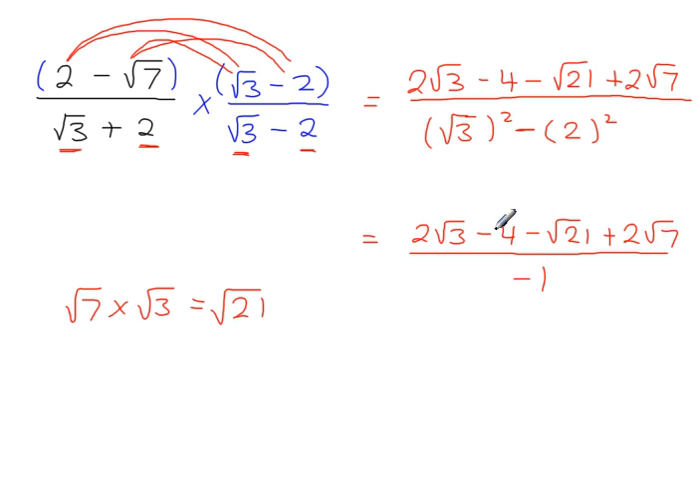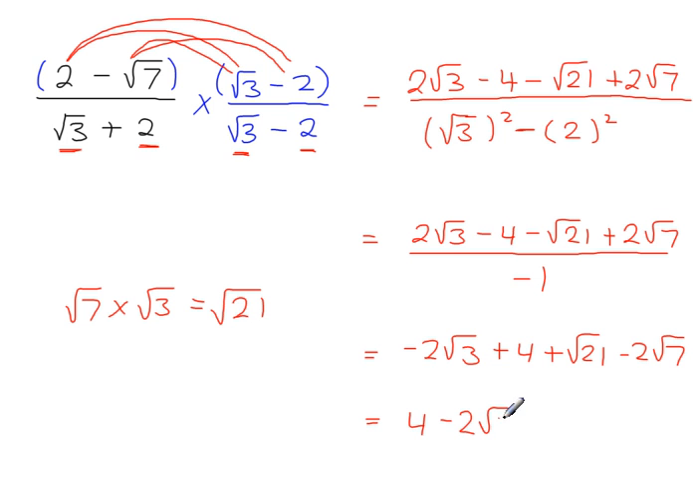Now if you divide anything by minus 1, what you're doing is changing the signs throughout. So that becomes a minus 2 root 3 plus 4 plus root 21 minus 2 root 7. And you may want to write this with the whole number first. So 4 minus 2 root 3 minus 2 root 7 plus root 21. So this is the final answer.